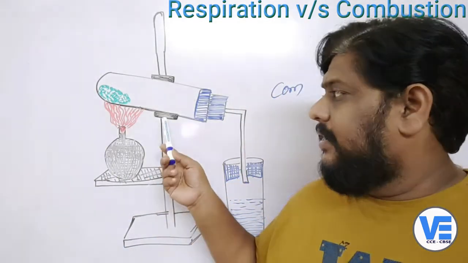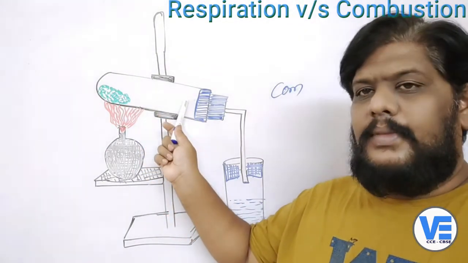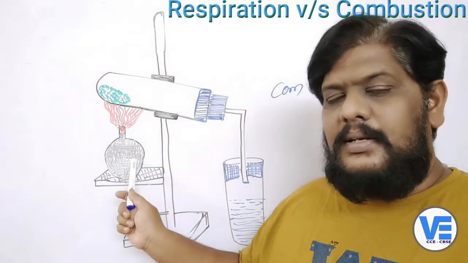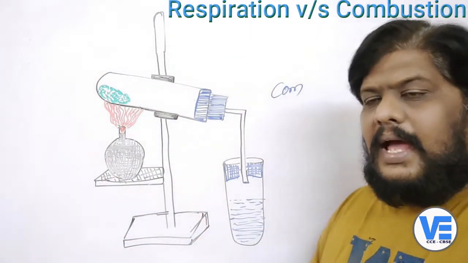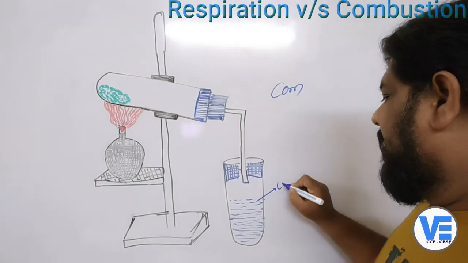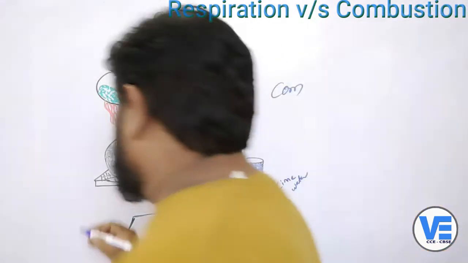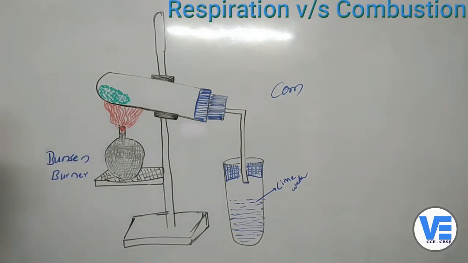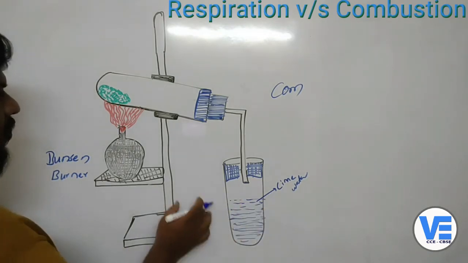Here I have taken two test tubes. One test tube I have fixed in this way, and then I fixed this to a stand. Then I have taken a Bunsen burner, and I have filled the test tube with lime water. This one is the Bunsen burner. This is the lime water. This is a stand.